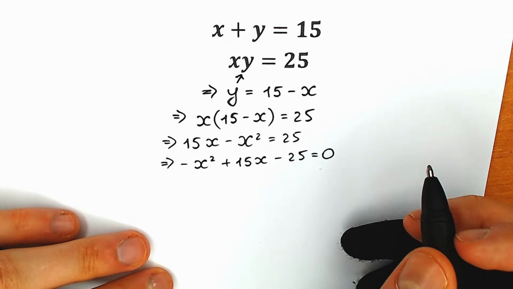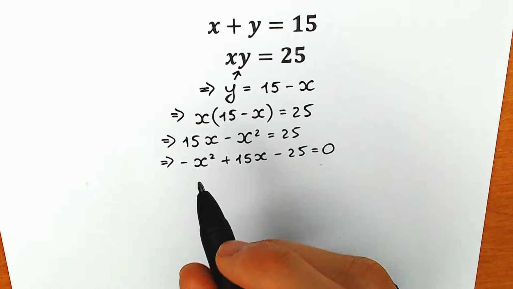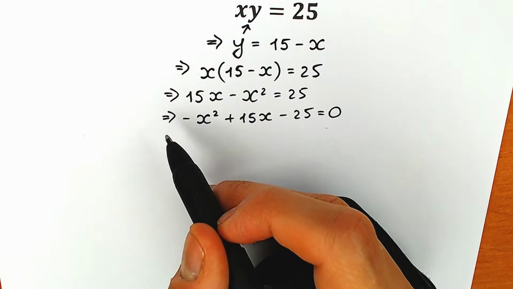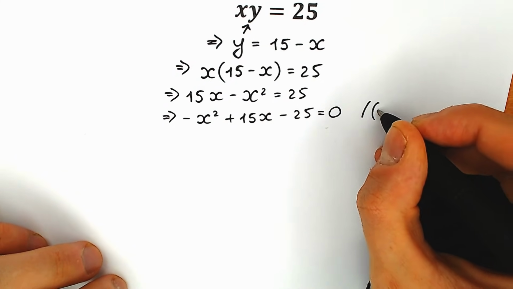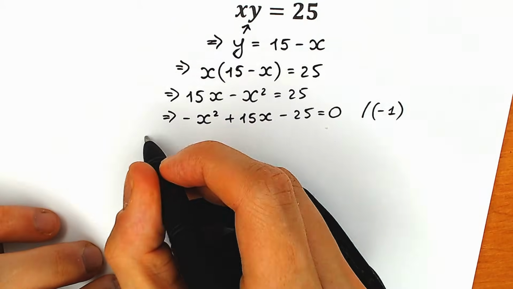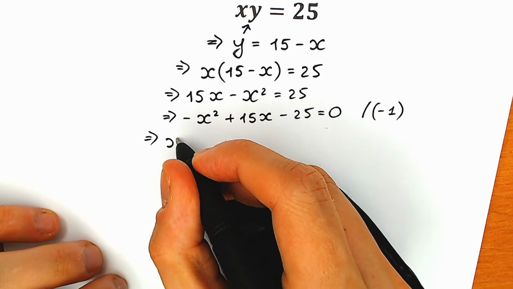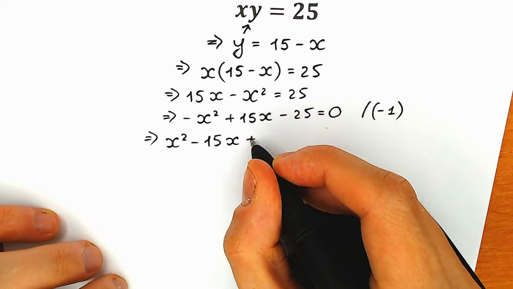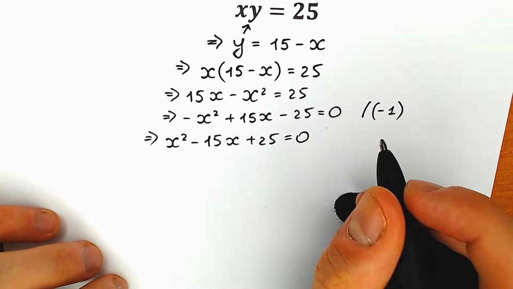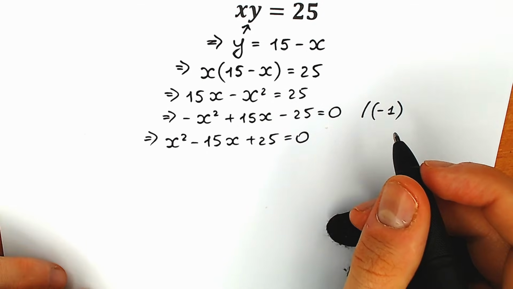And the final tricky moment: because we don't like this negative sign in the beginning, let's multiply both sides by minus 1. Okay, let's do it. Our final quadratic equation is x squared minus 15x plus 25 equals 0. So this is our quadratic equation, and now let's solve it.